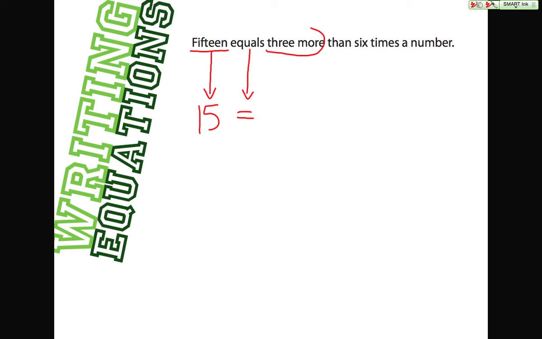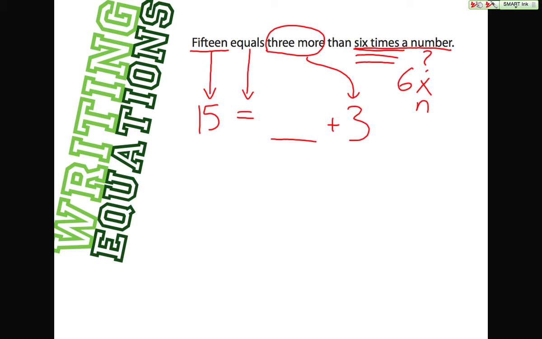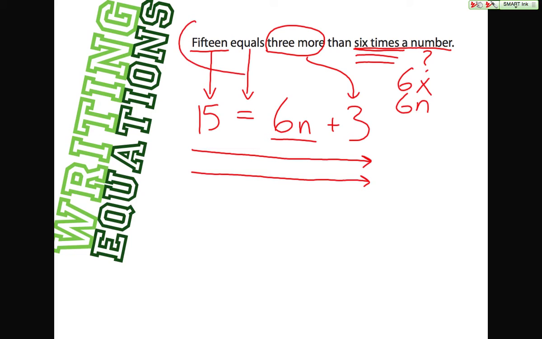3 more. Okay, that means that there's something, and you're going to add 3 to it, right? Then 6 times a number. What number? We don't know. If we don't know that number, what should we use? We should use a variable, like x or n or something. So if it's 6 times that number, then I would put 6 times x or 6 times n. So I'm going to put 6n plus 3. So 15 equals 6 times a number plus 3, or 15 equals 3 more than 6 times a number, which is exactly what we started with.